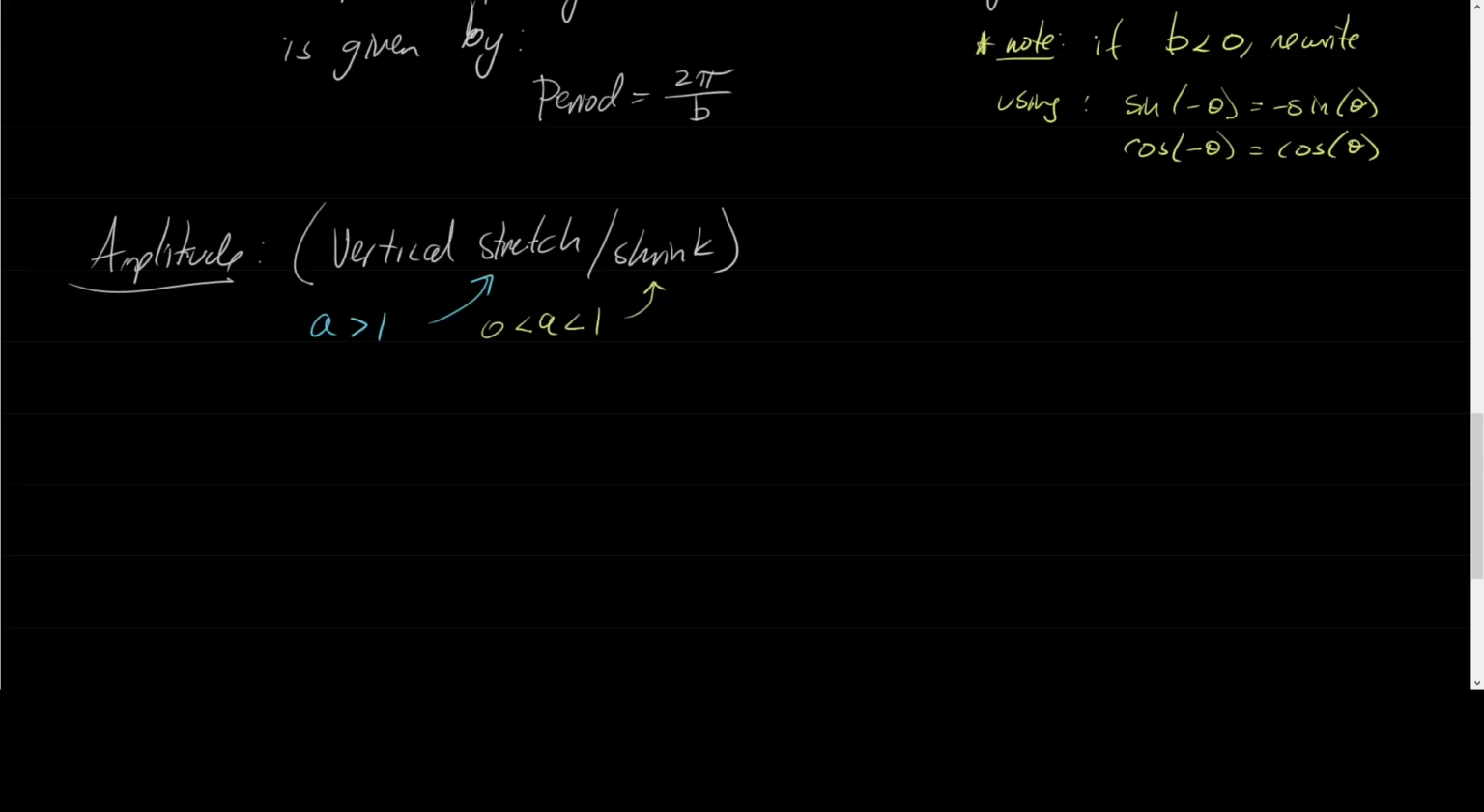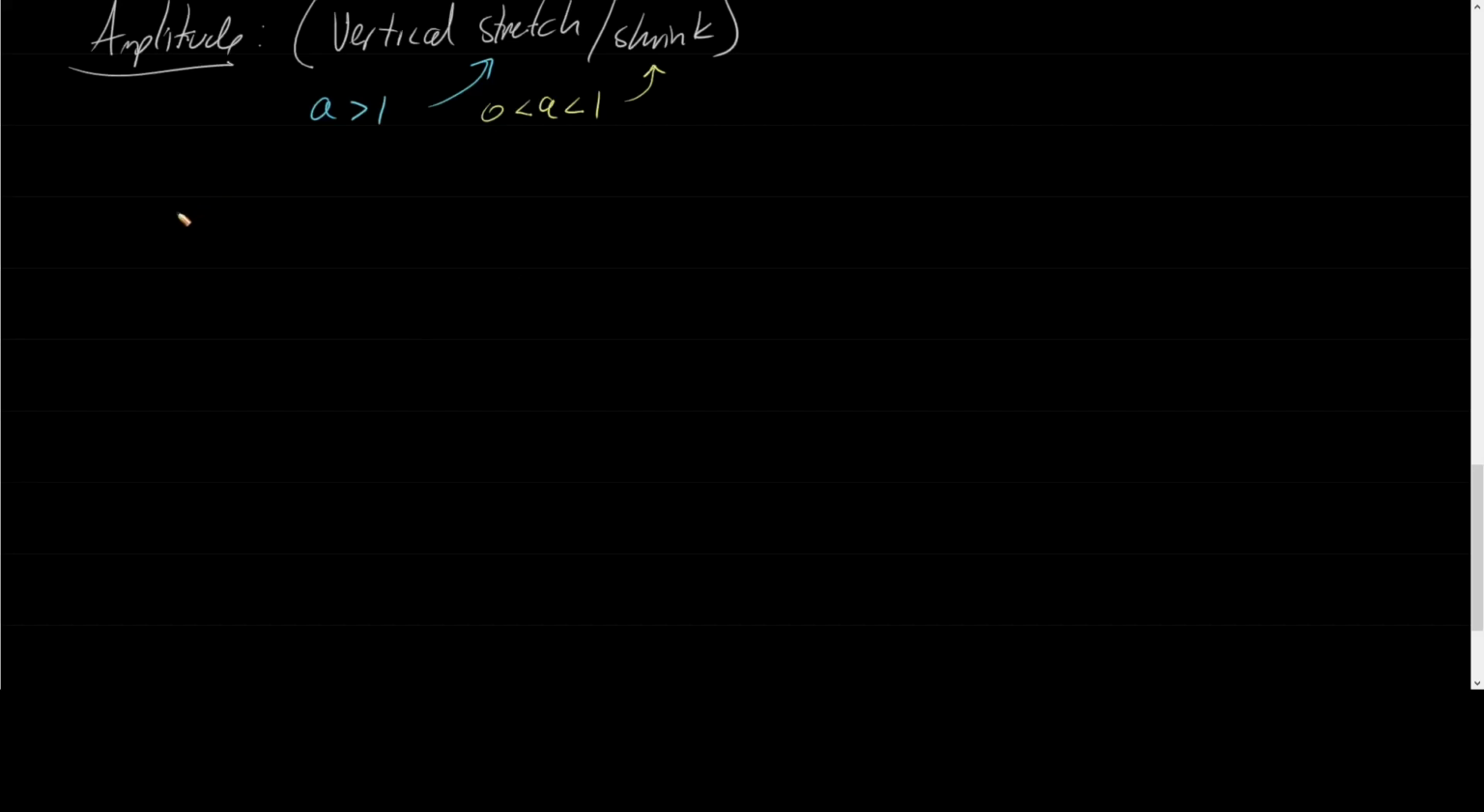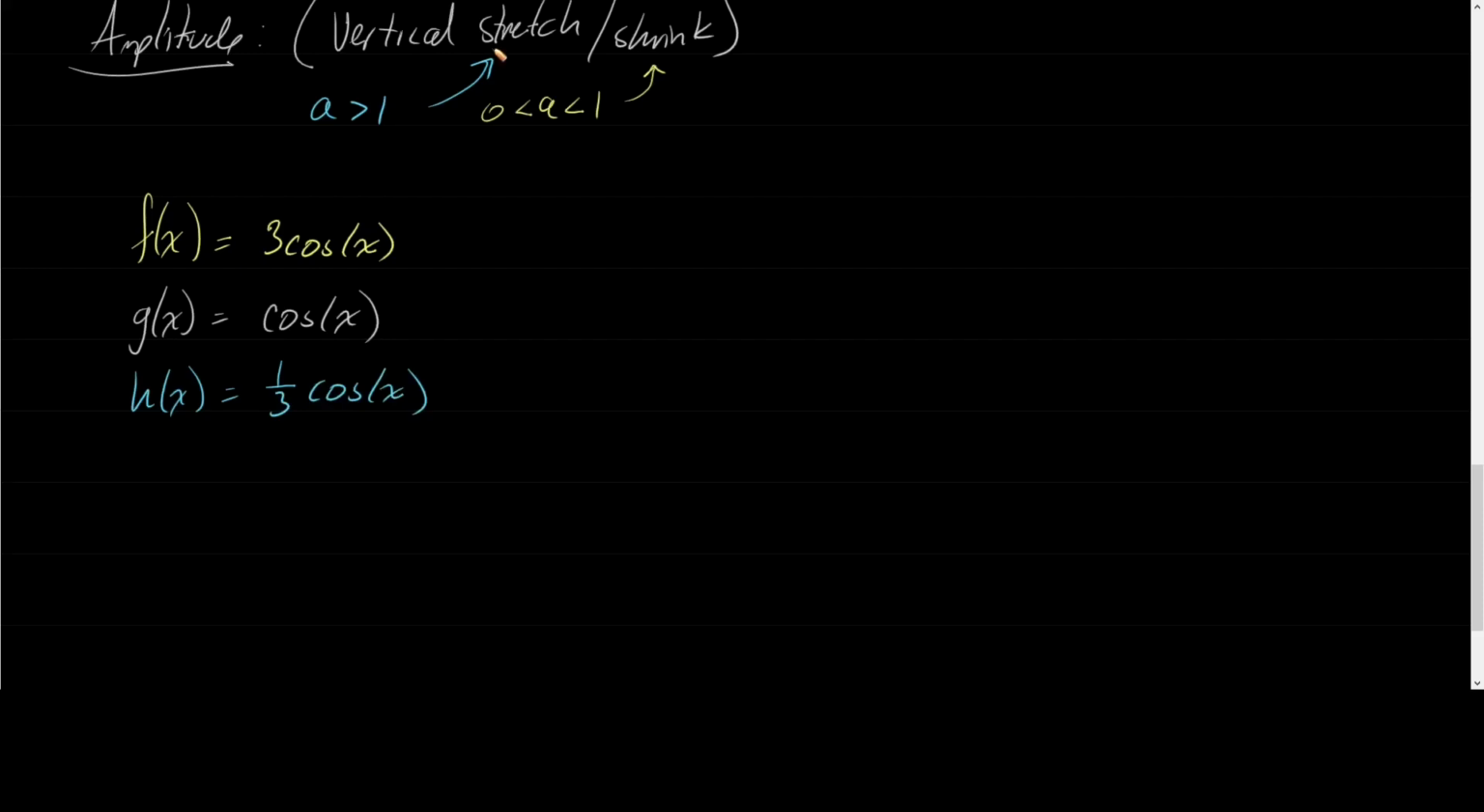All right, so let's look at some different examples. So here we're going to look at f of x being equal to 3 cosine of x. We're going to look at g of x being equal to just cosine of x. We're going to look at h of x being equal to, not -3, not yet, let's look at 1/3 cosine of x. And finally, we'll look at k of x being equal to just -3 cosine of x. All right, so let's see how the amplitude can affect the graph of cosine.